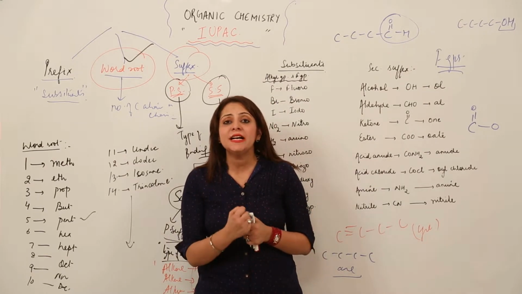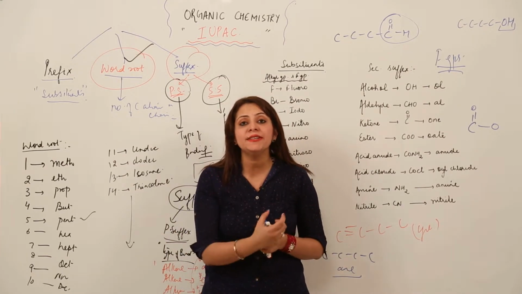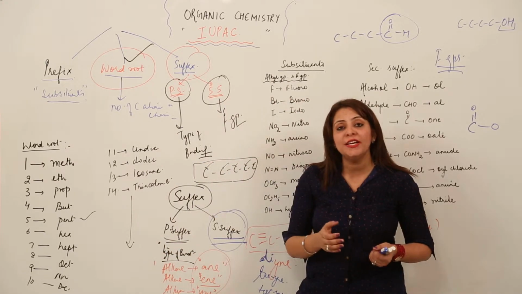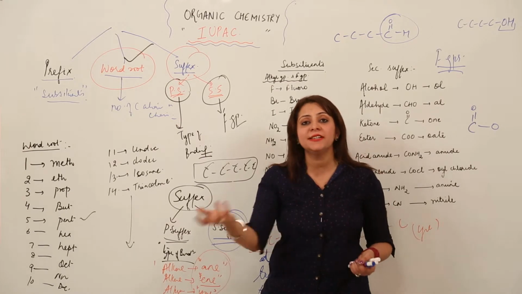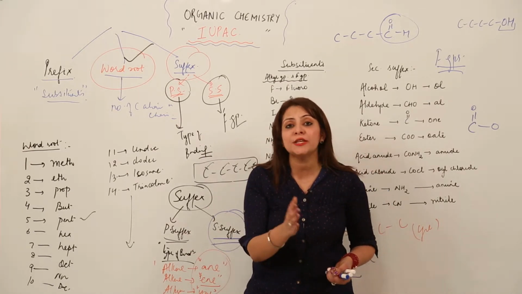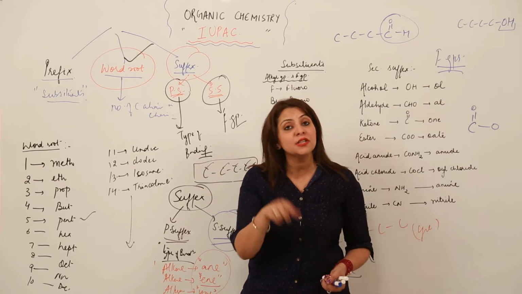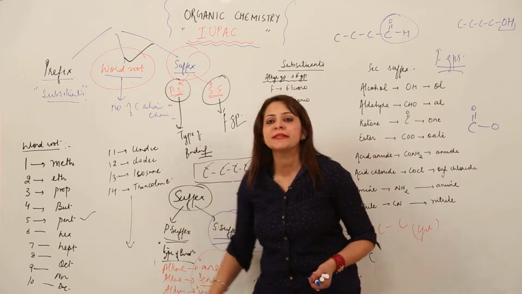Now the question comes: how do we attach the secondary suffix with the primary suffix? If you see a functional group in a chain, you can't just write the name along. We have a certain rule which has to be followed, and that is an important rule. If you violate that rule, then your answer is going to be wrong. So let's see what that rule is.